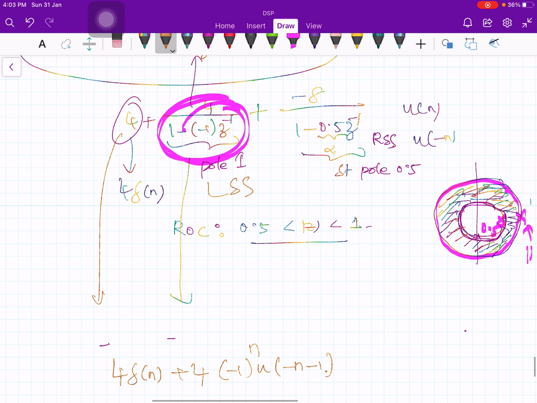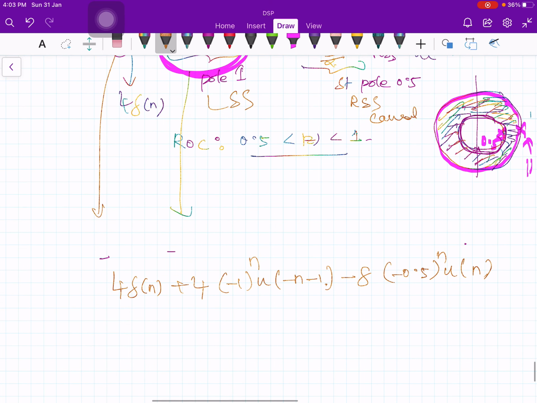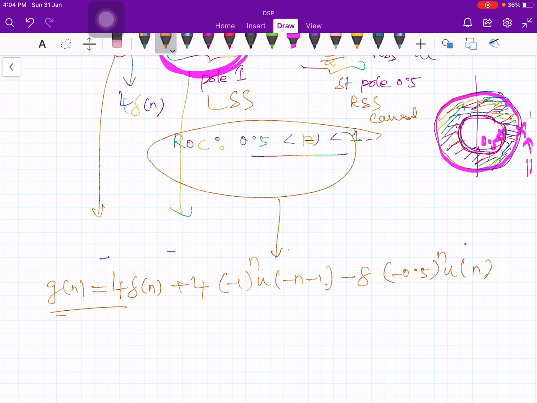What about this one? The pole is 0.5, but my ROC is greater than 0.5, therefore this is a right-sided or causal sequence, therefore minus 8 times (-0.5)^n u of n. That's it. So for this given ROC, this is the equation. This is the inverse Z transform, g of n. That's all. I made a mistake, I'm sorry.